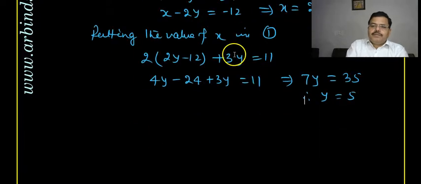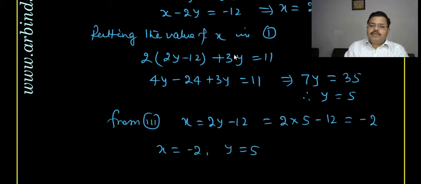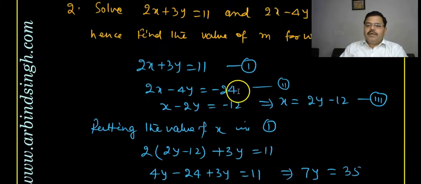Now from the third we can write x is equal to 2y minus 12. So if you put y is 5, that is 10 minus 12, which is minus 2. So x is minus 2 and y is 5. That is what we have.